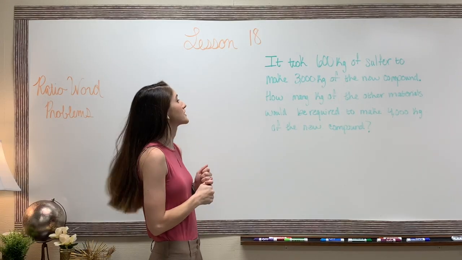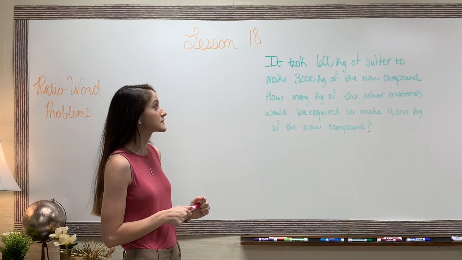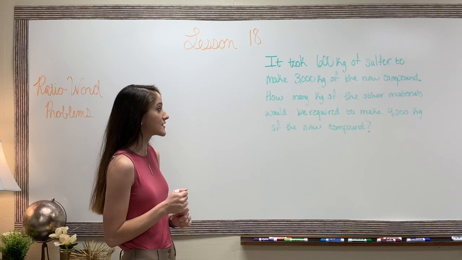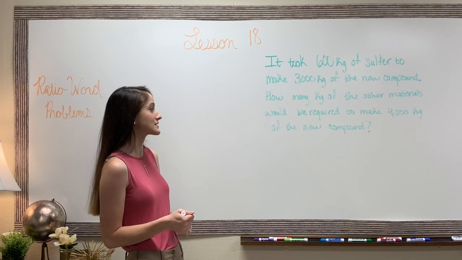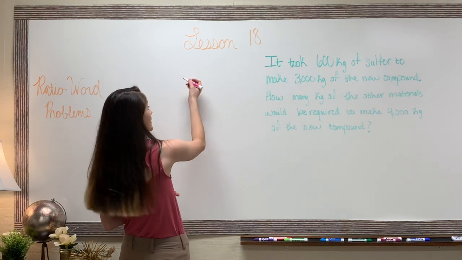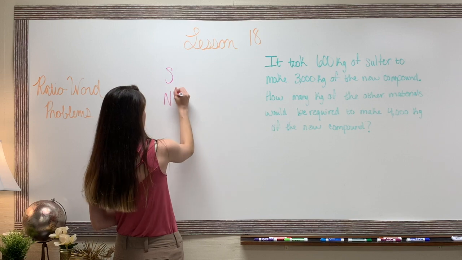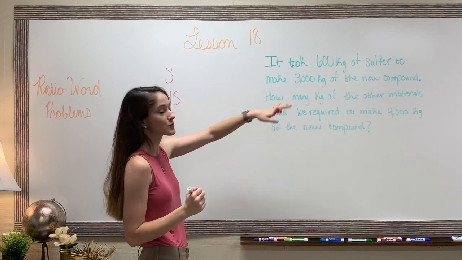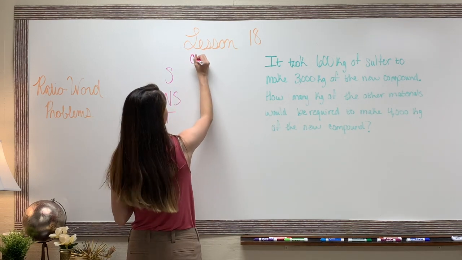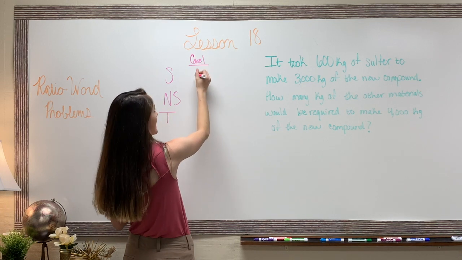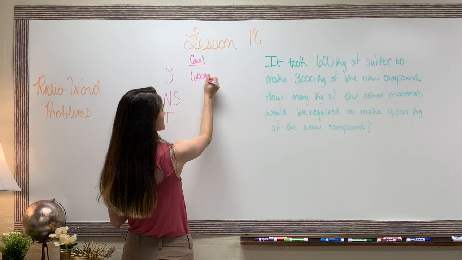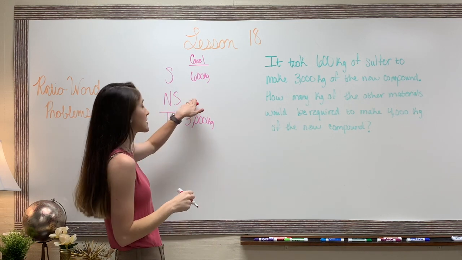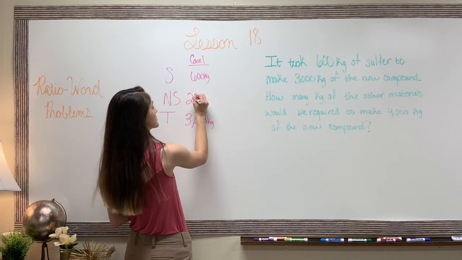Okay, so let's try it with another problem. It took 600 kilograms of sulfur to make 3,000 kilograms of the new compound. How many kilograms of the other materials would be required to make 4,000 kilograms of the new compound? So our categories that we have here are sulfur, not sulfur, and the total. So in our first case, which we would call our rate, but this time it's going to be case 1, we had 600 kilograms of sulfur to make 3,000 kilograms of the new compound, meaning the not sulfur materials would be 2,400.